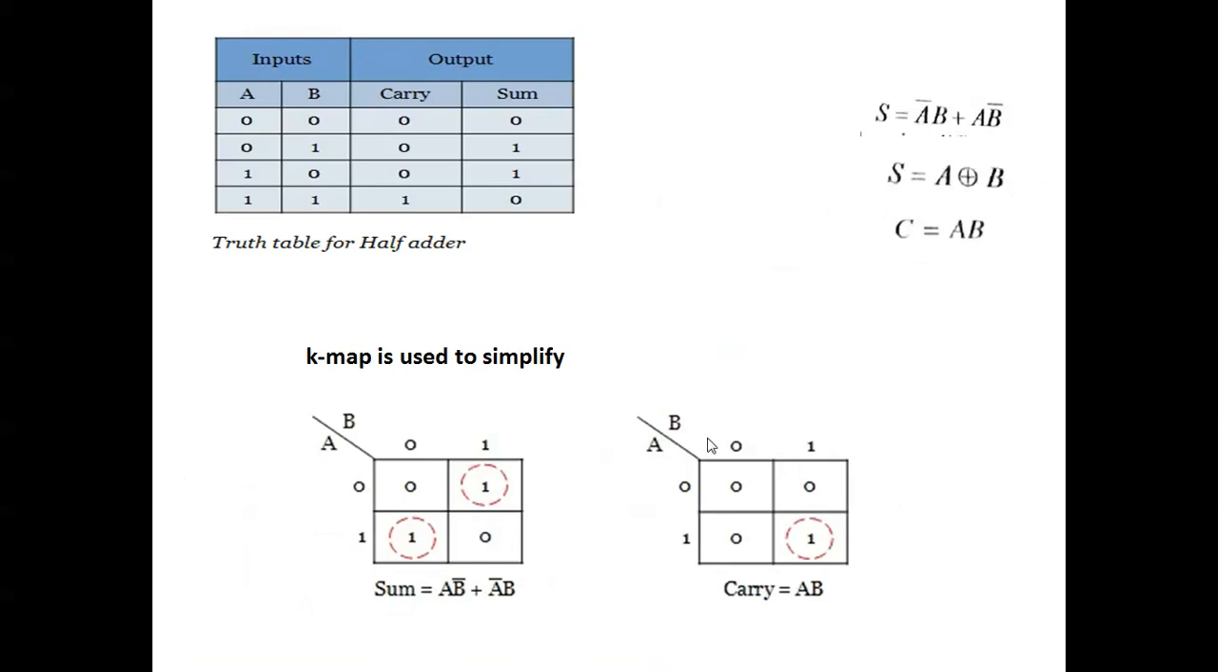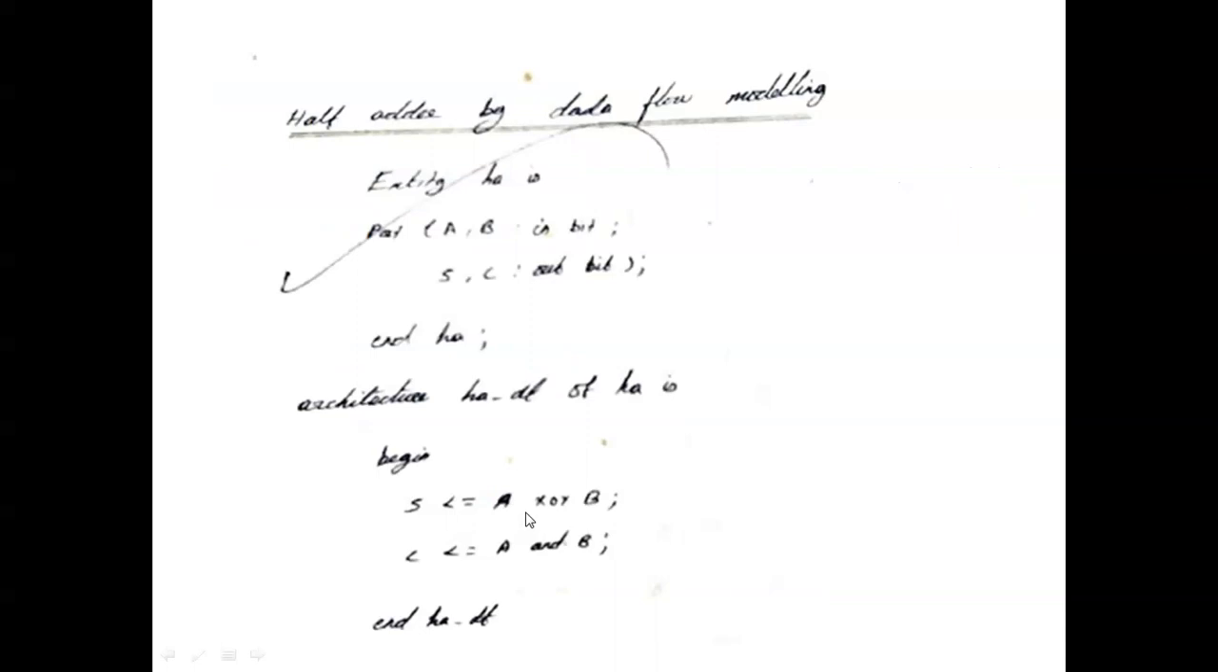So this is a half adder, the basic half adder Boolean expression and a K-map. Now this is the coding part. This is the data flow model for half adder. First you have to write entity HA is. Entity is a header, HA is the program name, then port A and B are input and sum and carry are output. End half adder. So the first part is over.